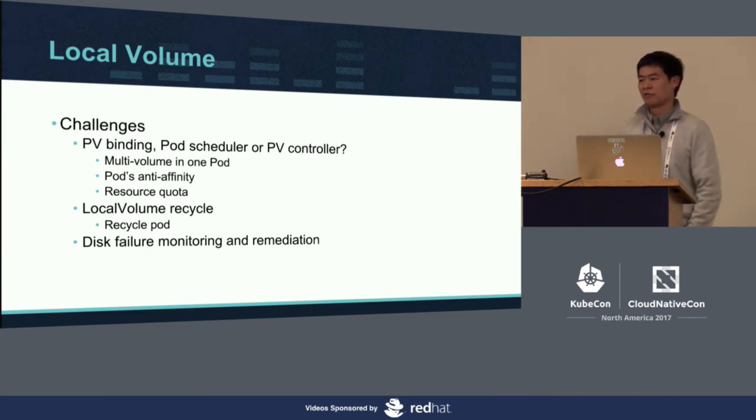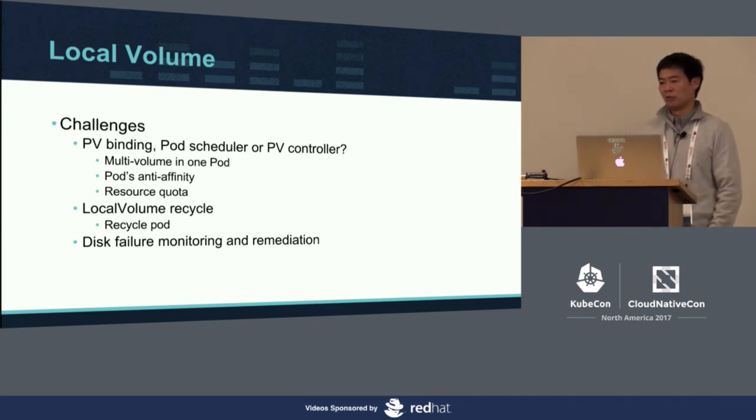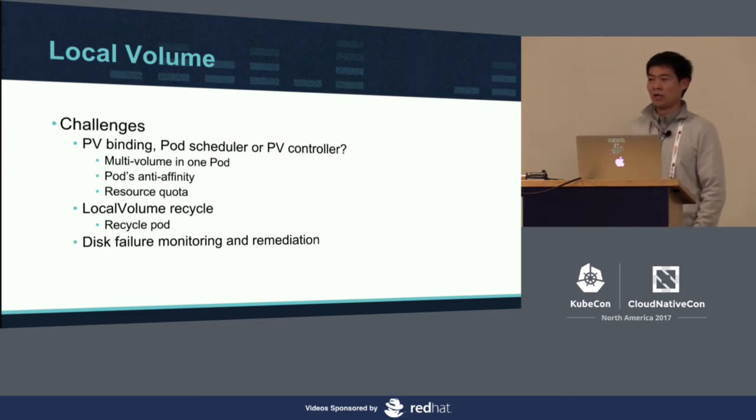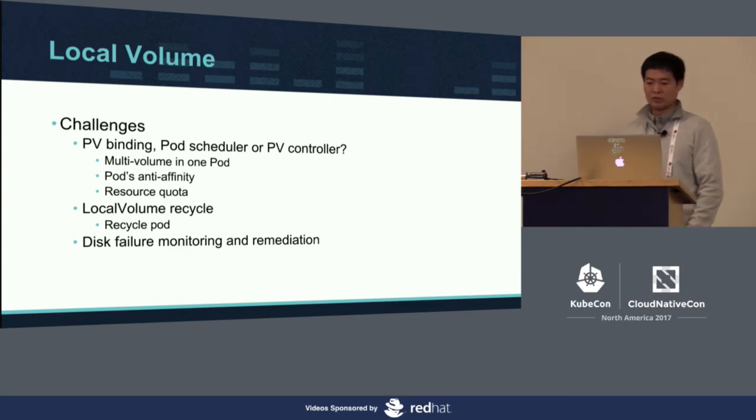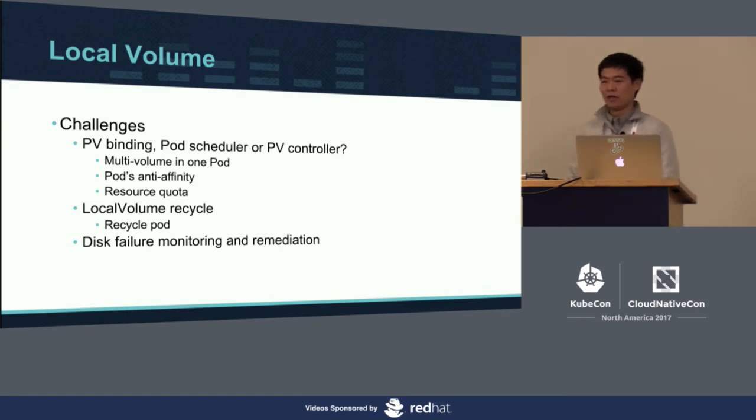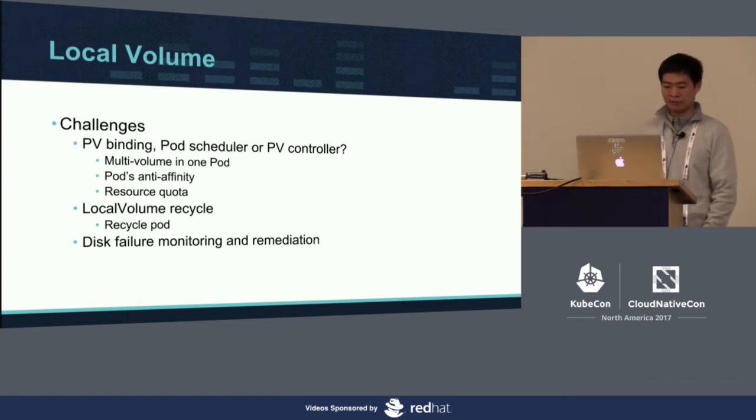Another thing is that some PV feature implementations would be more complex if we put the PV and PVC binding in the PV controller. Just like if one pod requires two local volume PVCs, and we do it in the PV controller, then it's possible that one PVC is bound to node A and another PVC is bound to node B, then how can this pod be scheduled? For this kind of reason, we decided to put the PV binding in the scheduler.